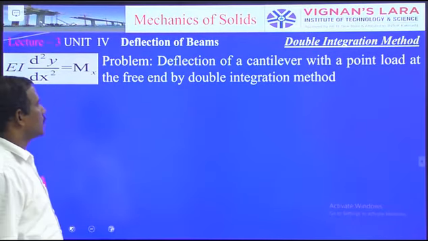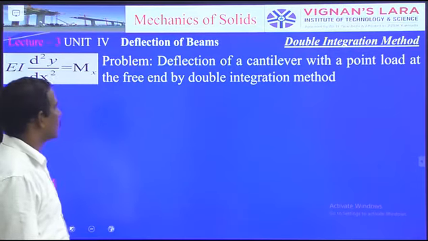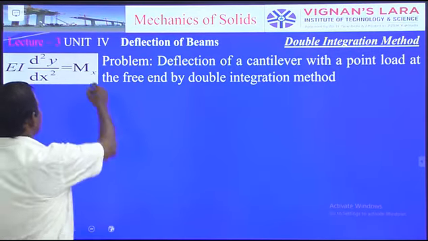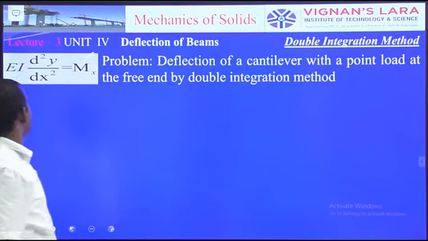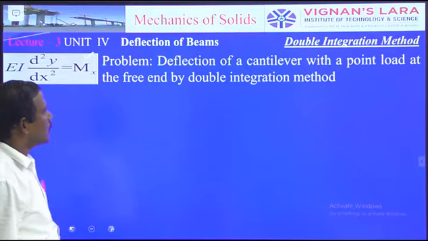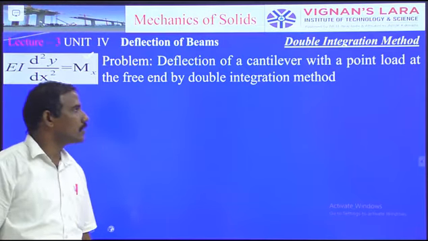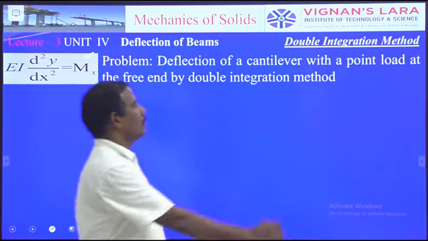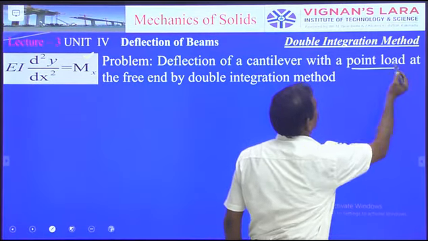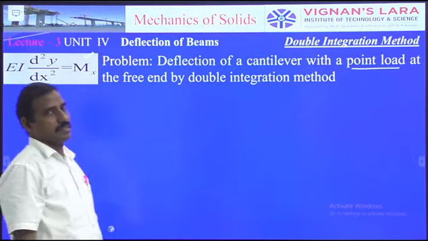In the previous lecture we discussed the formulation of the governing differential equation, that is represented by EI d square y by dx square is equal to Mx. Now let us see one simple problem: deflection of a cantilever with a point load at the free end by double integration method.